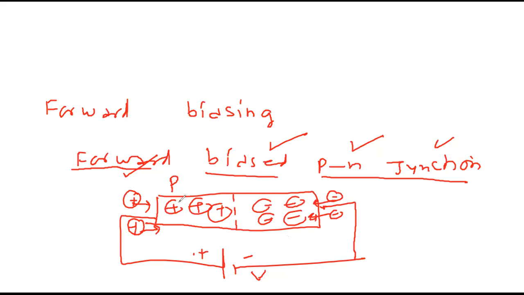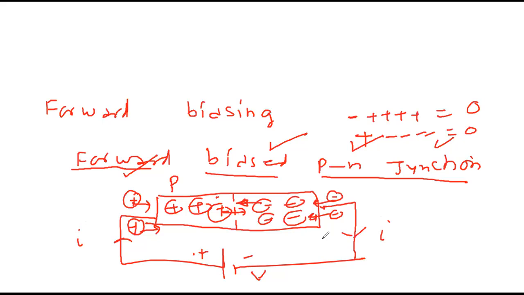Hence, P, which was negative, will get positive charge, and finally becomes 0. N, which was positive, will get negative electron, finally becomes 0. Hence, barrier potential becomes 0, depletion layer vanishes, and charges start crossing the junction. And current flows through the circuit from positive terminal to the negative terminal of the battery. This is called forward biased PN junction.